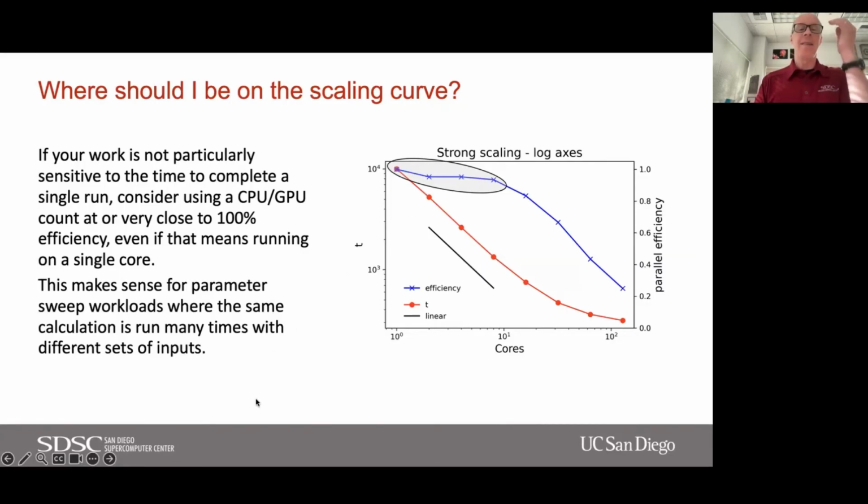So where should you be on the scaling curve? If your work is not particularly sensitive to the time to complete a single run, consider using a CPU or a GPU count at or very close to 100% efficiency. Sometimes that may even mean running many jobs each on a single core. This makes sense for parameter sweep workloads where the same calculations run many times with different sets of inputs. So if you're doing, say, molecular dynamics or computational chemistry, and you need to do a large number of simulations, run each of those at a smaller CPU or GPU count where you're getting close to linear speedup.